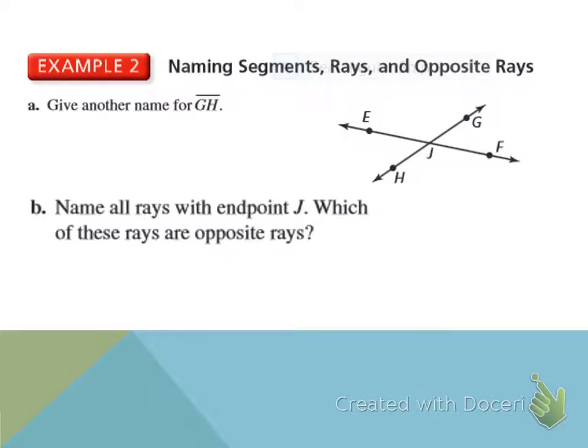So this is what a problem would look like on a test or a quiz. We're going to start with A. Give another name for GH. What kind of line is GH that they've named? It's a segment. So they want us to rename this exact segment, GH. They started at G and ended at H. So does anybody have a wild guess as to what we would name it? Go for it, Braden. HG. You are absolutely correct.